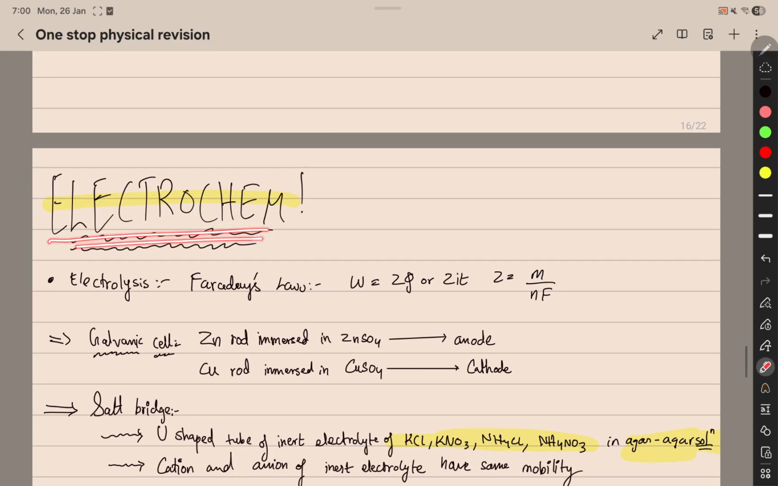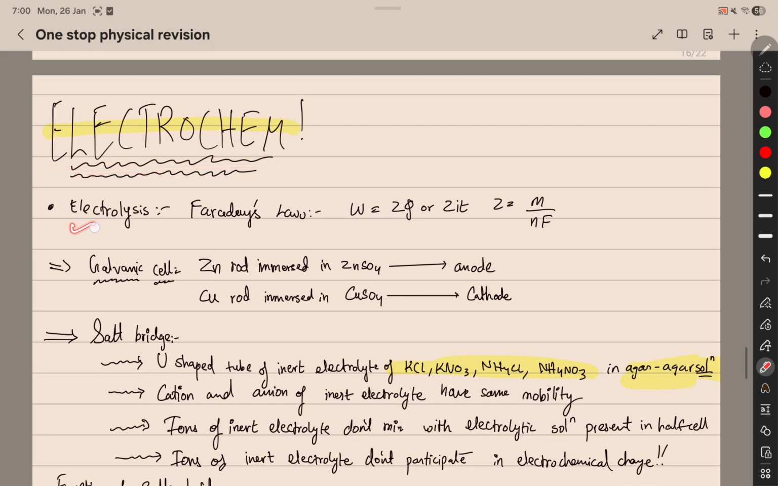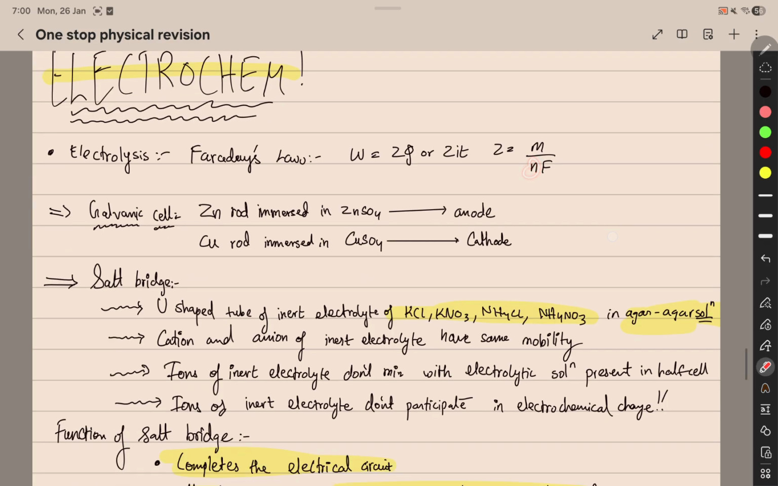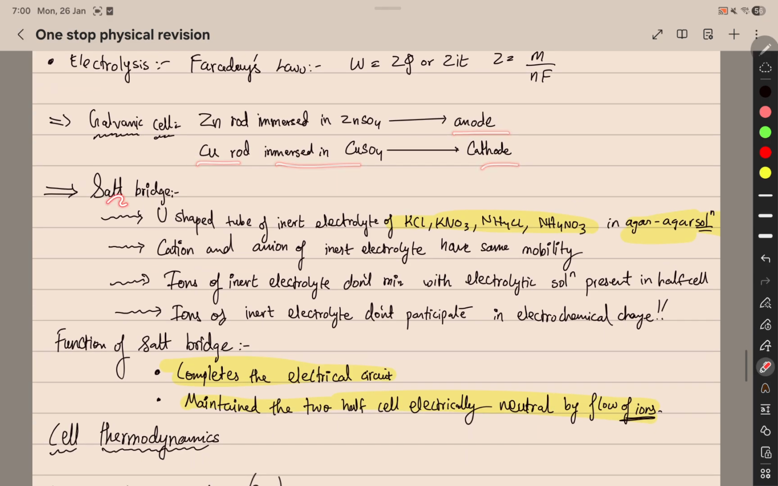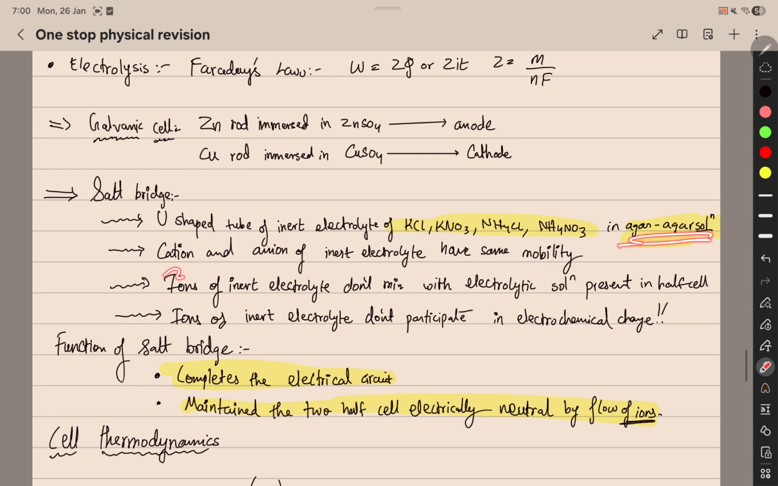Anyways, we have electrochemistry. Electrolysis, Faraday's law: W is equal to Z I t, where Z is equal to M by nF, where n is the n factor. A galvanic cell is prepared by a zinc rod immersed in ZnSO4, the anode, and a Cu rod immersed in CuSO4, the cathode, with a salt bridge, a U-shaped tube of inert electrolytes: KCl, KNO3, NH4Cl, NH4NO3, in agar solution.